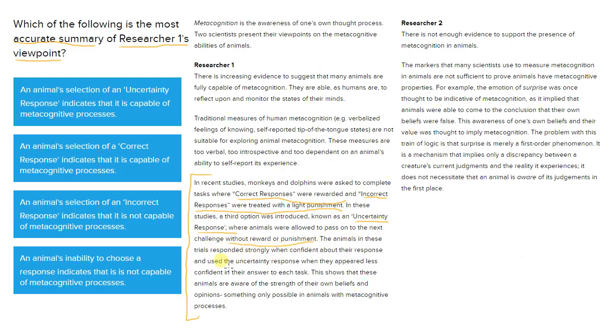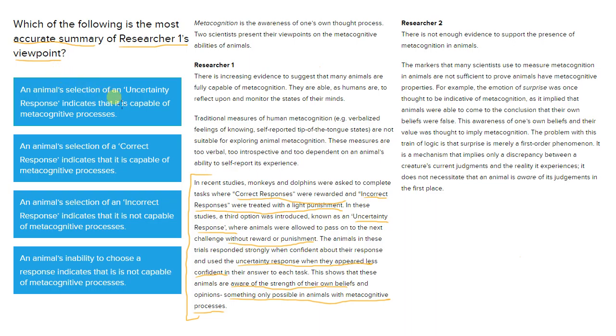The animals in these trials responded strongly when confident about their responses and used the uncertainty response when they appeared less confident in their answer choice. This shows that these animals were aware of the strength of their own beliefs and opinions, something only possible in animals with metacognitive processes. Okay. So now we have a decent understanding of correct response, incorrect response, and uncertainty response, and how that all plays into this experiment. So let's read the answer choices here.